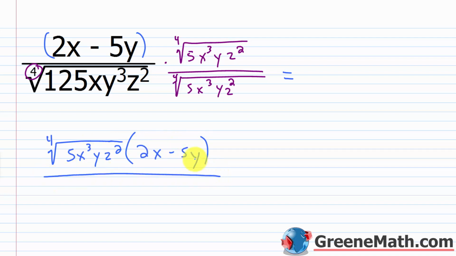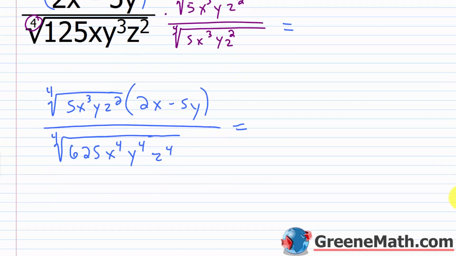Then this is over. If I multiply these guys, I'll have the fourth root of 125 times 5 is 625. X times x cubed is x to the fourth power. Y cubed times y is going to be y to the fourth power. And z squared times z squared is z to the fourth power. So notice how we have a perfect fourth down here. So let's go through and keep simplifying. And I'll scroll down and get a little room going.